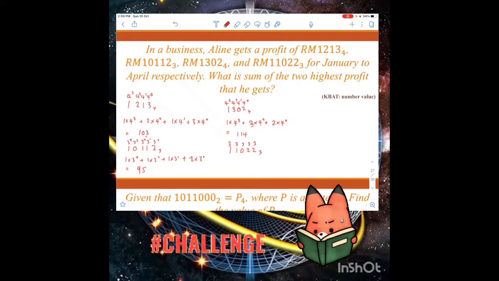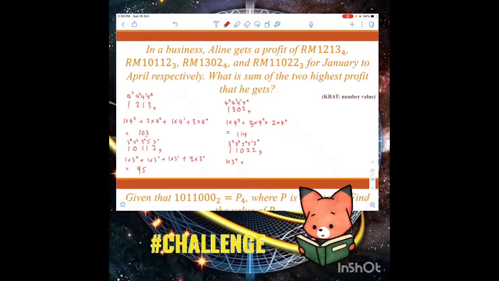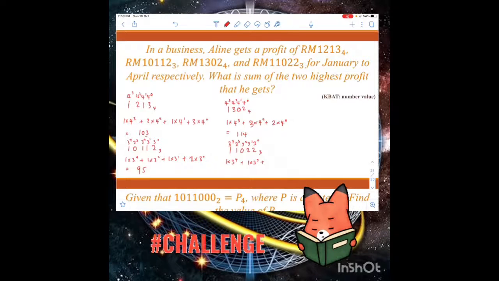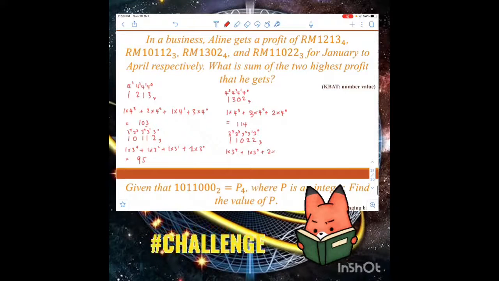So we're going to have the power increase from 0 to 1, 2, 3, 4, like that. Then to find the value of the numbers, we're going to have 1 multiplied with 3 to the power of 4, plus 1 multiplied with 3 to the power of 3. 0, no need, because 0 multiplied with 3 to the power of 2, we'll get back 0. Now we're going to have 2 multiplied with 3 to the power of 1, plus 2 multiplied with 3 to the power of 0.